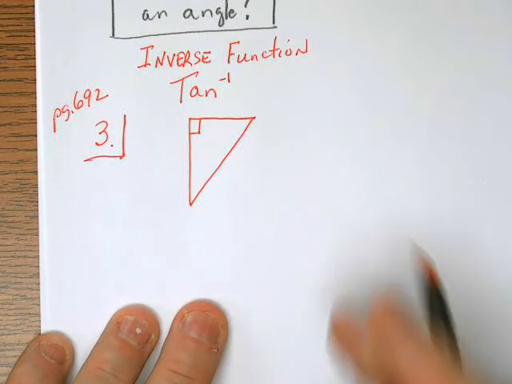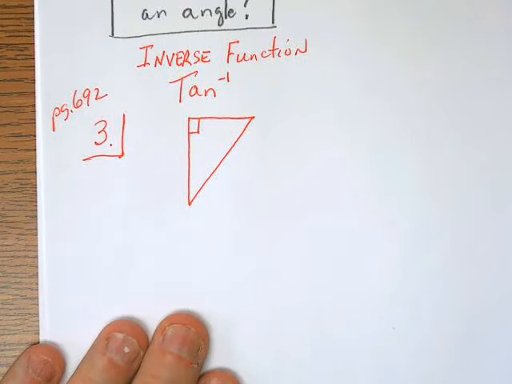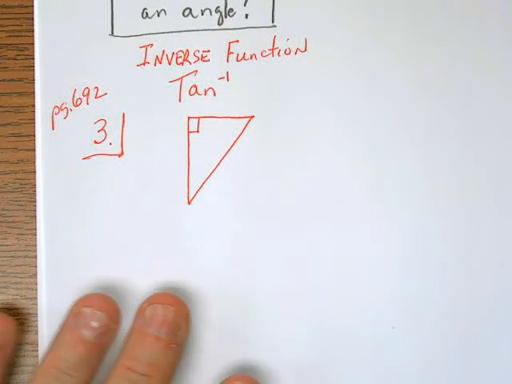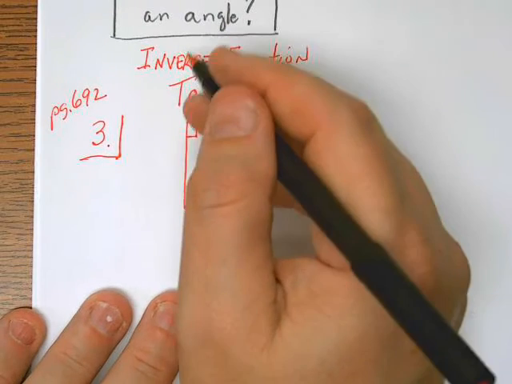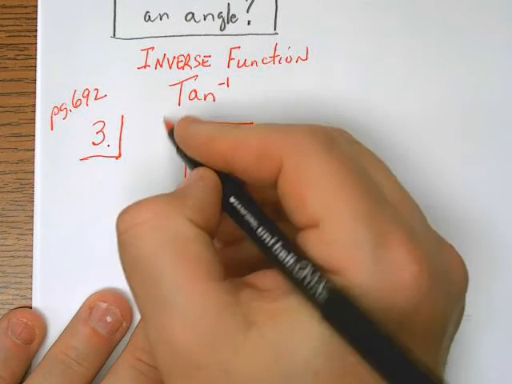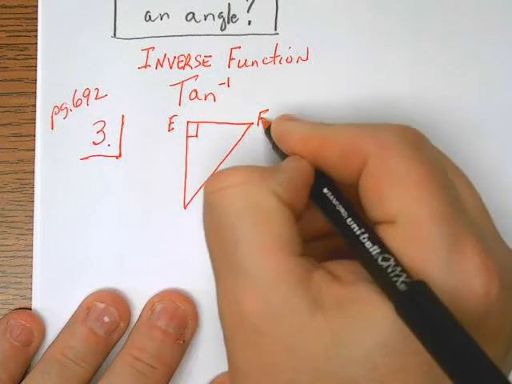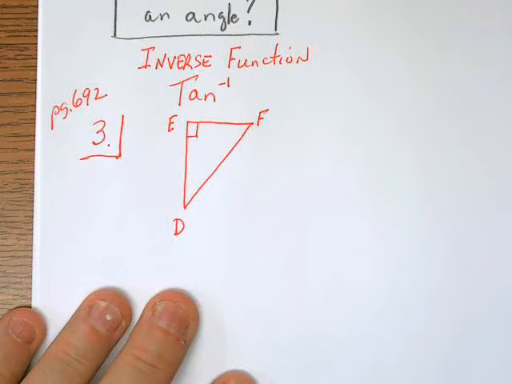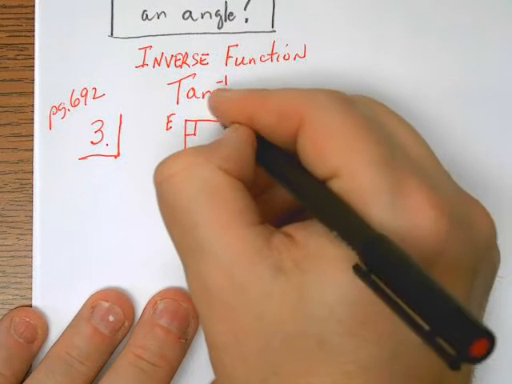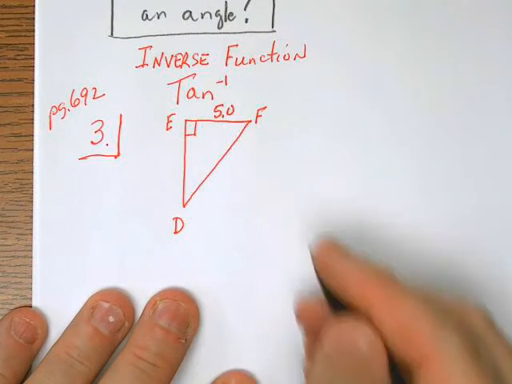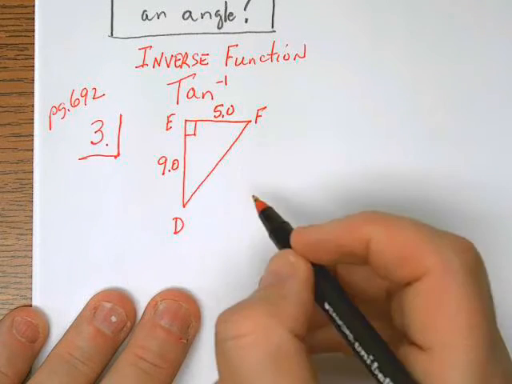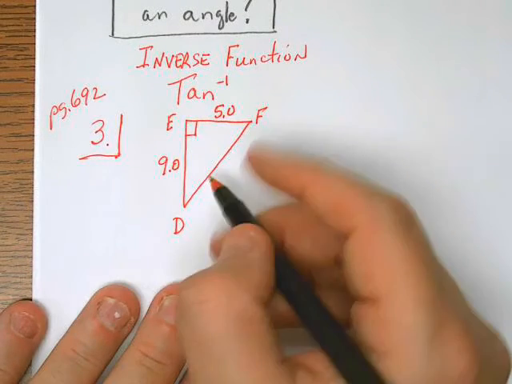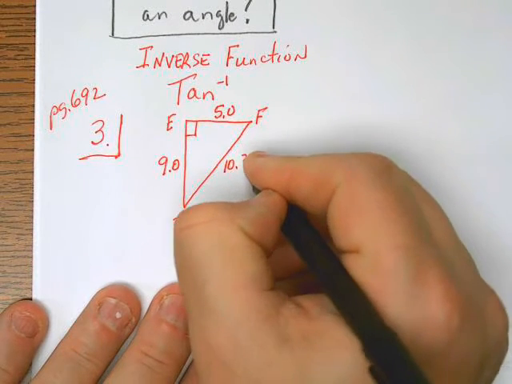All right, so we've got a right triangle, which is really important since that's the whole study of trigonometry. And we have E, F, D. We've got 5.0. We've got 9.0. And then they give us the hypotenuse. I don't know why, but they do. They give us the hypotenuse.